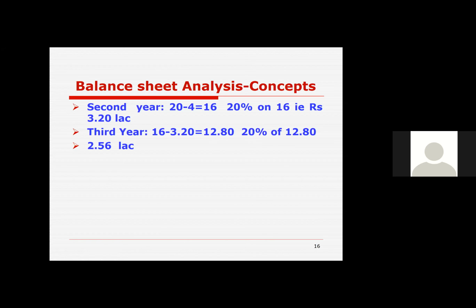So in the case of the straight line method, every year it is the same: on the original price, 20% every year. In the written down value method, you reduce the value in the first year, then in the second year you calculate depreciation on the reduced value and reduce the price again, then in the third year you calculate depreciation on the further reduced amount. So this is the difference between the straight line method and the written down method of depreciation. Okay, sir.